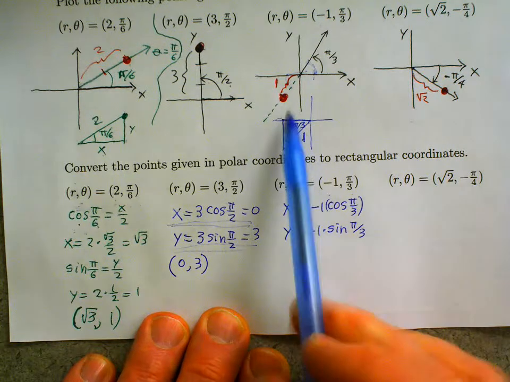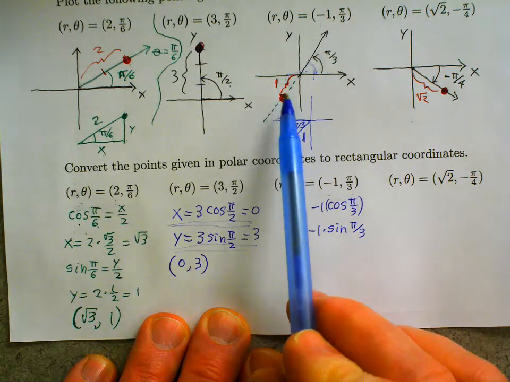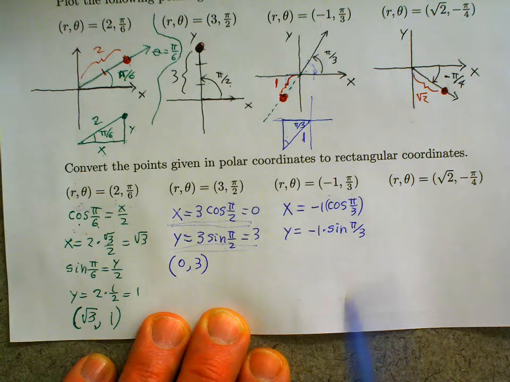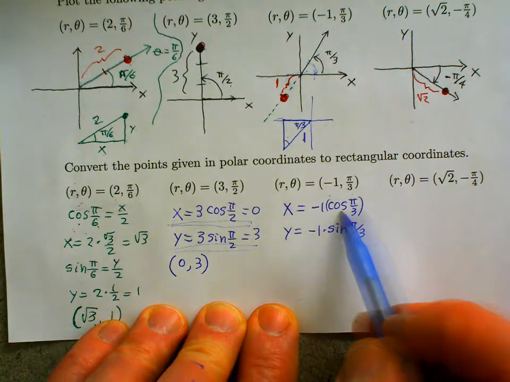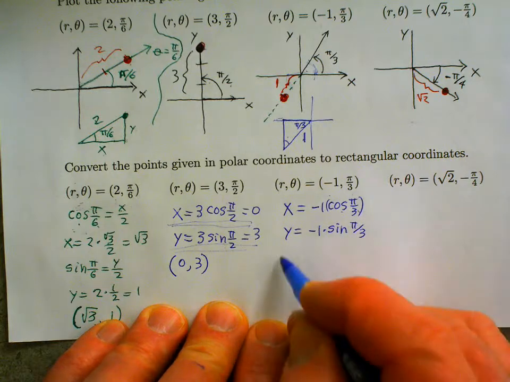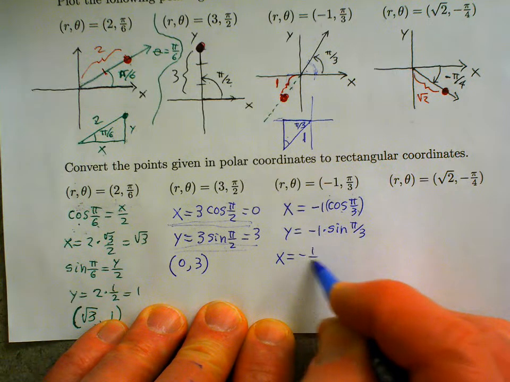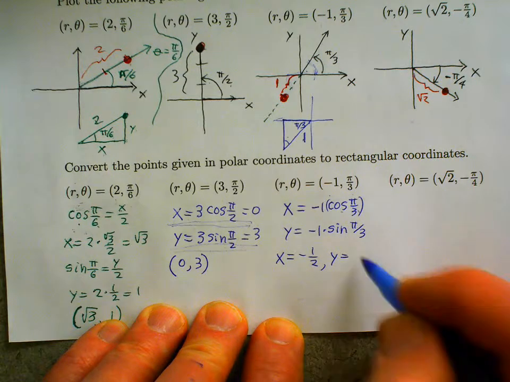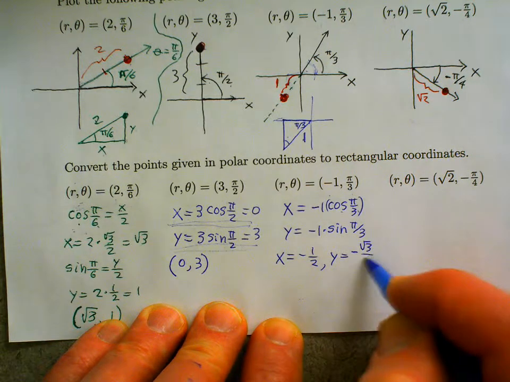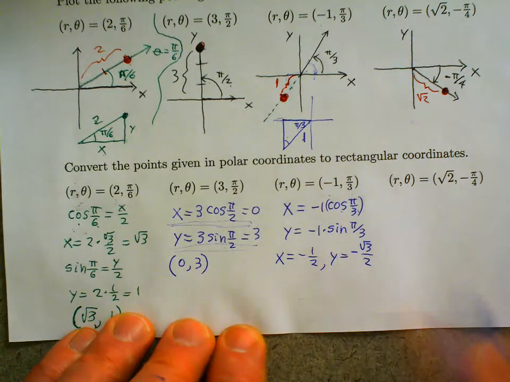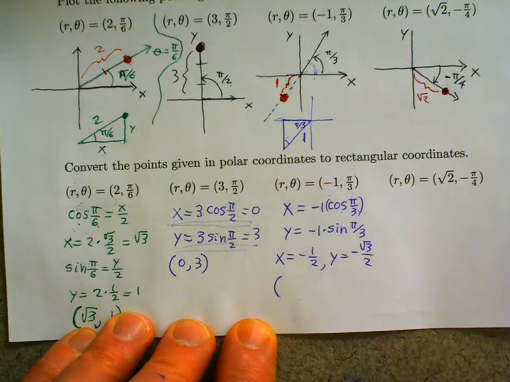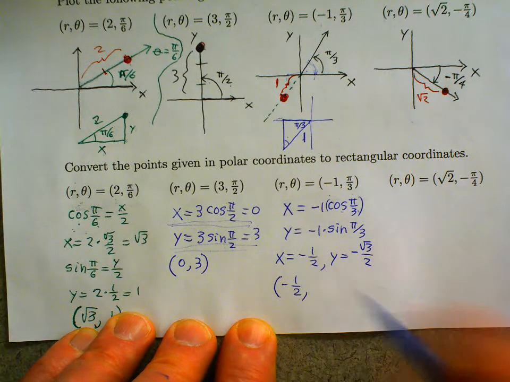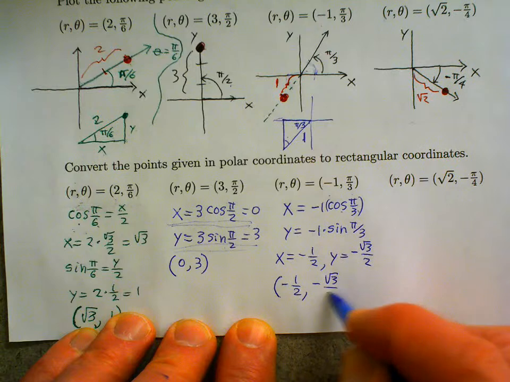Since the point is in the third quadrant, we know that both x and y have to be negative. Cosine of pi over 3 is 1/2, so the x-coordinate is -1/2, and the y-coordinate is -√3 over 2. So as an ordered pair, it's -1/2 for x and -√3 over 2 for y.